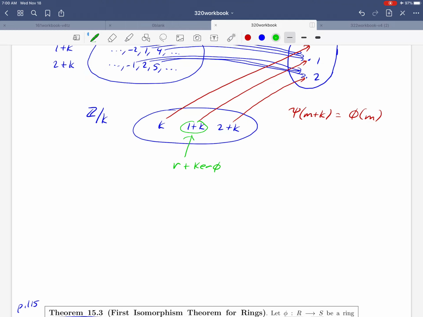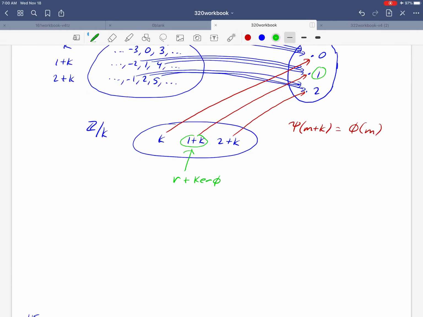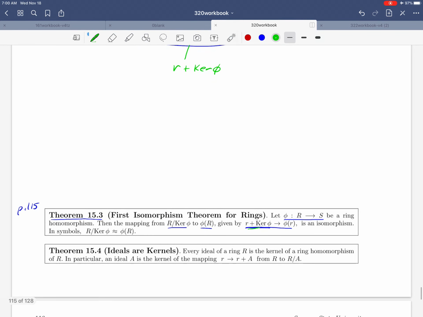Remember that we wrote K for the kernel in that example. And then what that's mapping to, the output, is over here. That's just phi of R, where again R is 1. So the correspondence that they're describing to us down here is exactly the same correspondence that we noticed in the picture that we drew above. This theorem is formally telling us that this is an isomorphism.